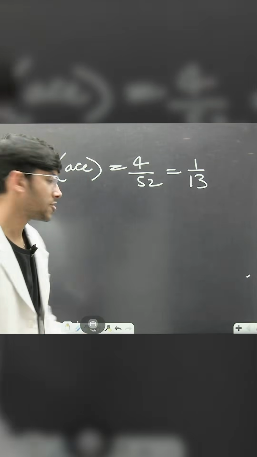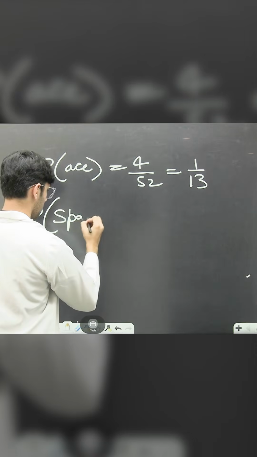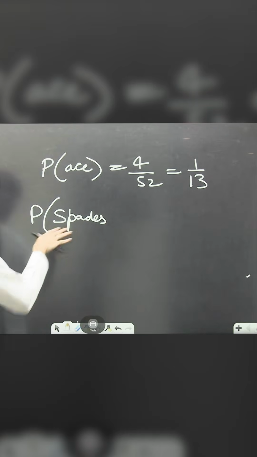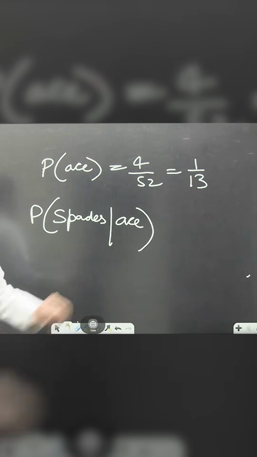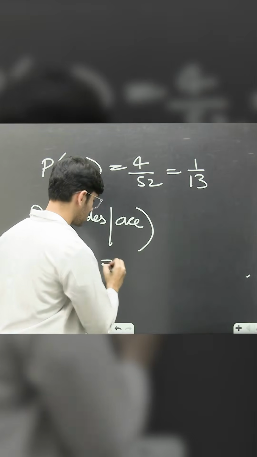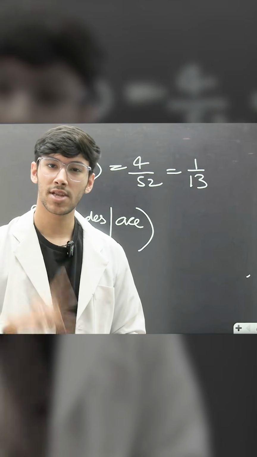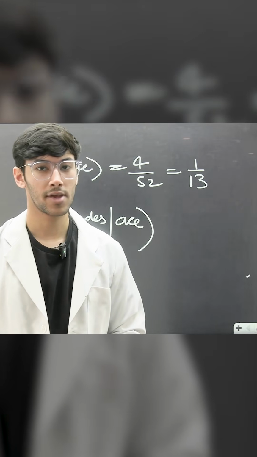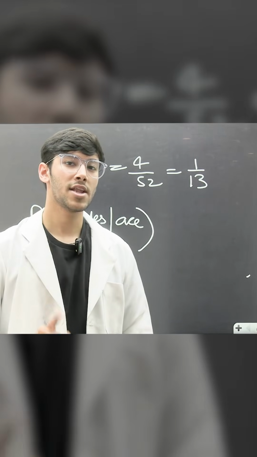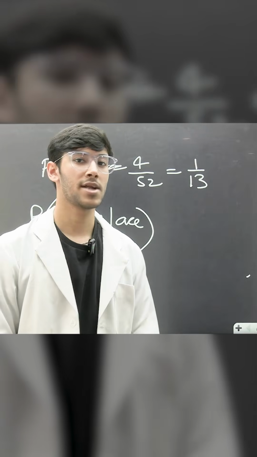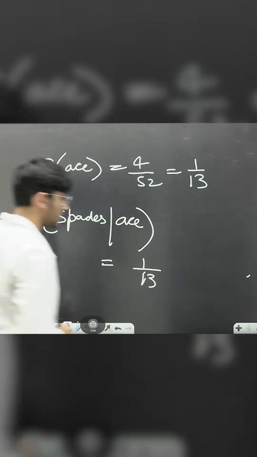Now expanding this further, what I'm saying is that you try to calculate the probability that you got spades, given that you already have an ace. This is the thing which I'm talking about. Logically, if you try to solve it, you will notice that in a card deck there is only one particular card that is going to be the ace of spades, and there are 13 cards that are spades. So can I say that this particular thing is 1 by 13?